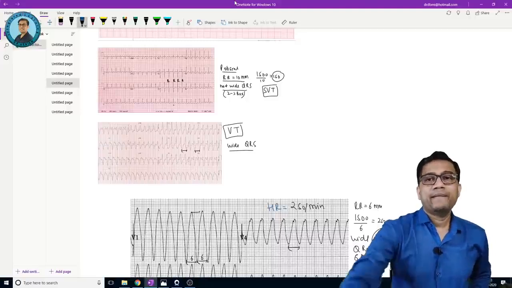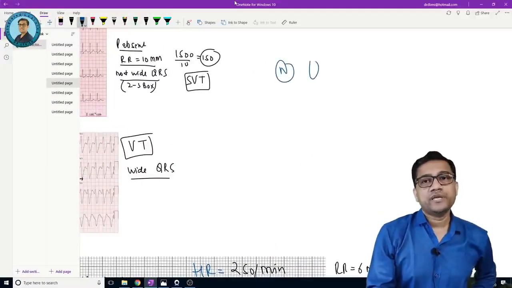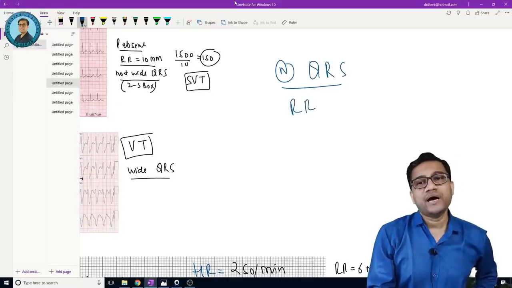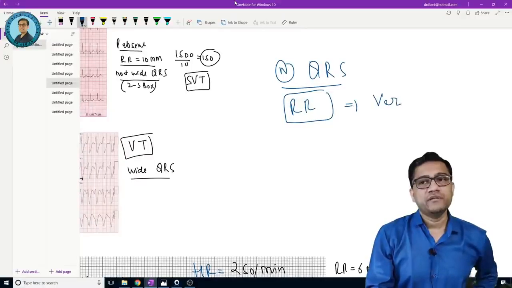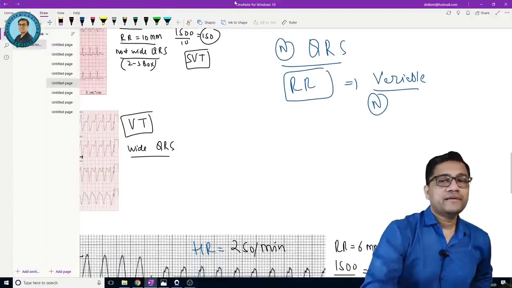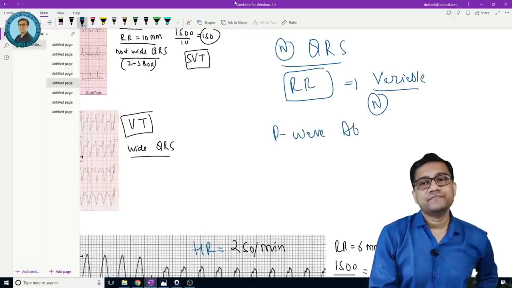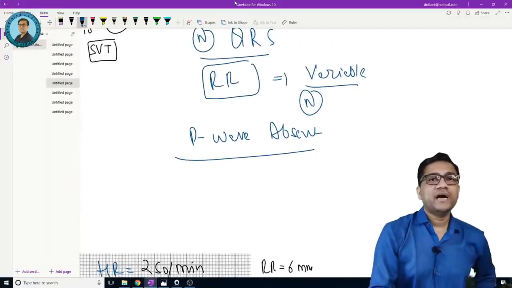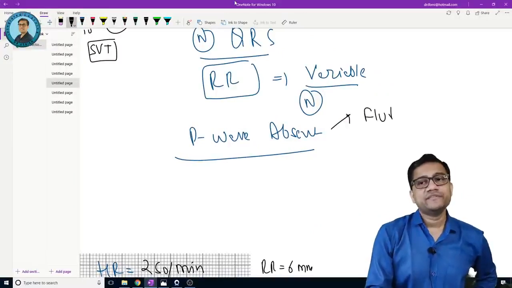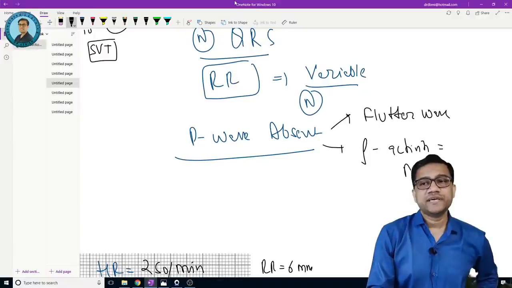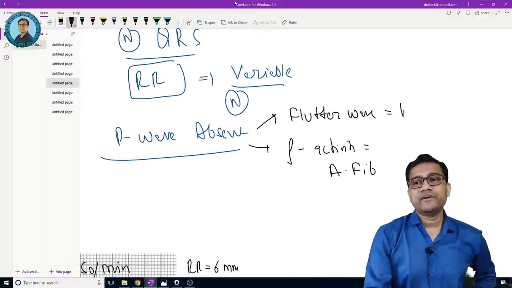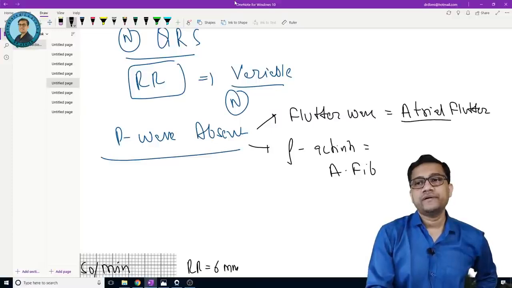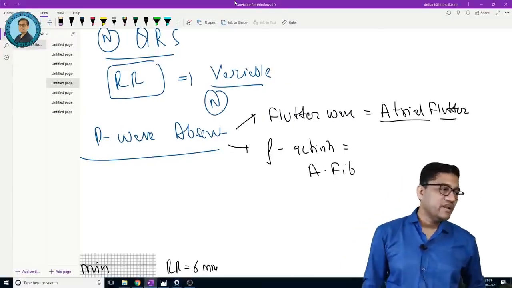Now just to wrap it up, if you see a normal QRS, and the RR is variable but almost normal, clear? And P waves are absent, this is most likely atrial flutter or fibrillation. If there are flutter waves, this is atrial flutter. If there is just fibrillatory activity, this is atrial fibrillation. Are you clear? So this is atrial flutter in this case.